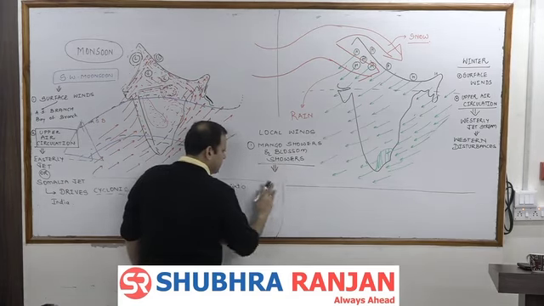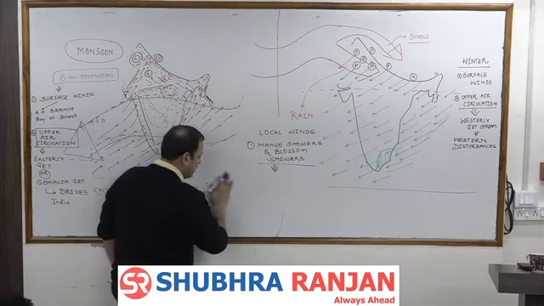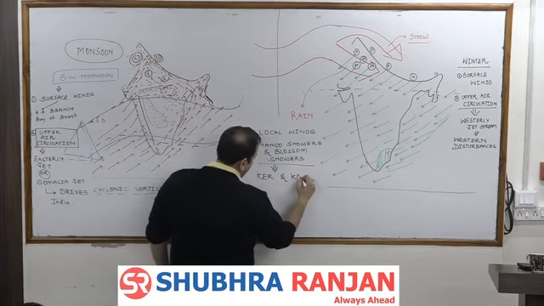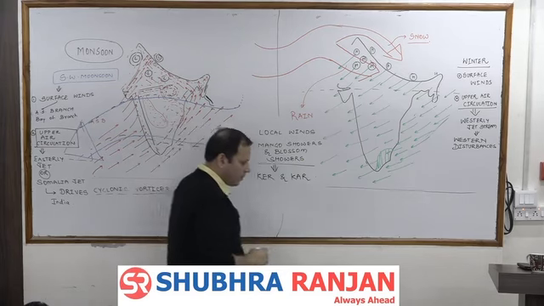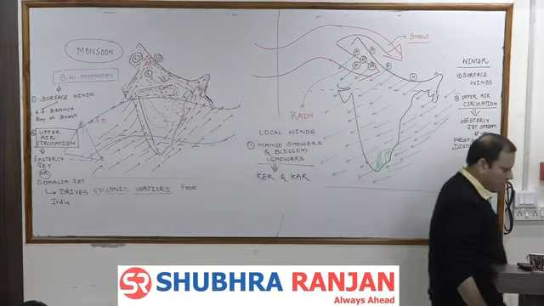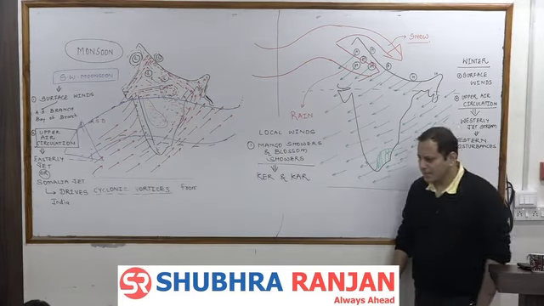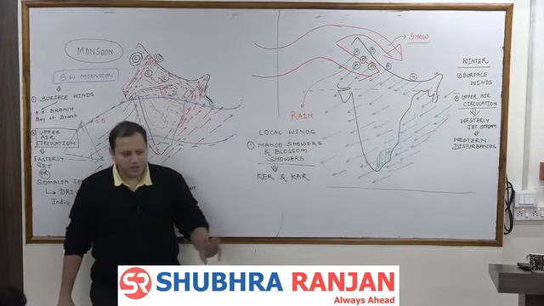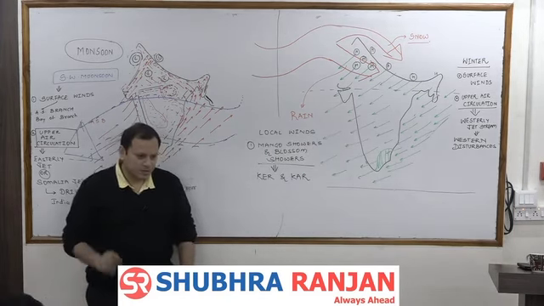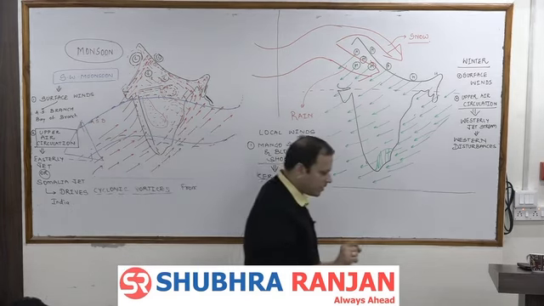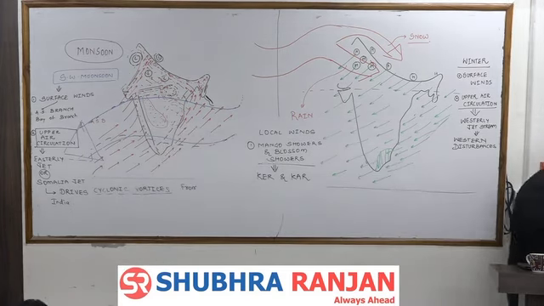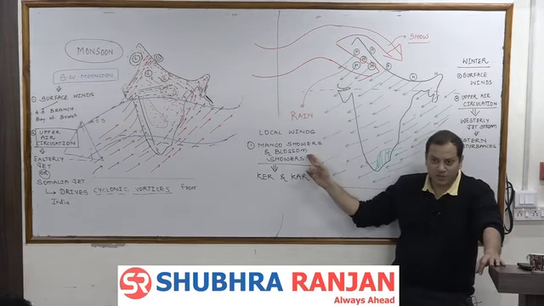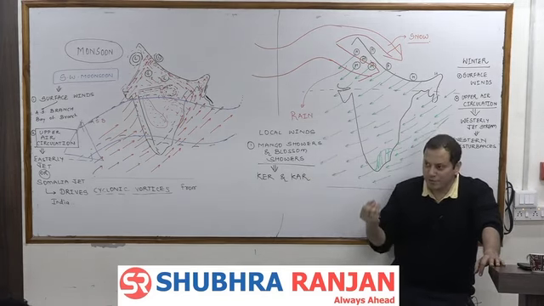In which states are they named? In Kerala and Karnataka. This season means March to May, the summer season. Why mango showers? Early ripening of mangoes. Why blossom showers? Early blossoming of coffee flowers.